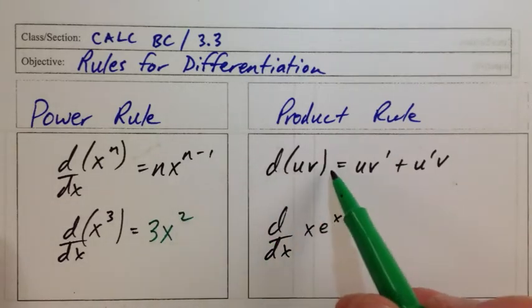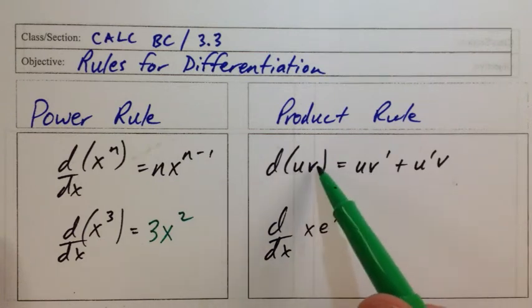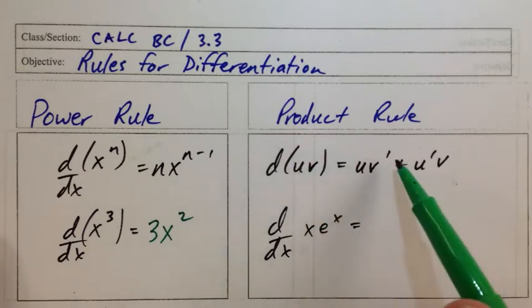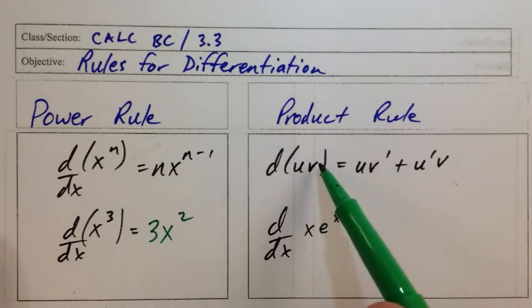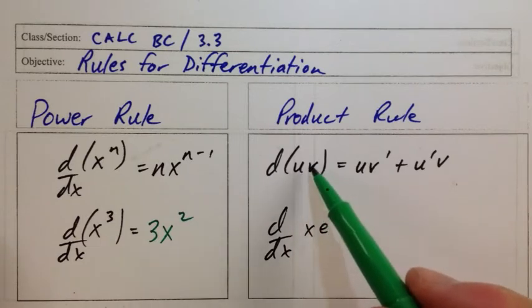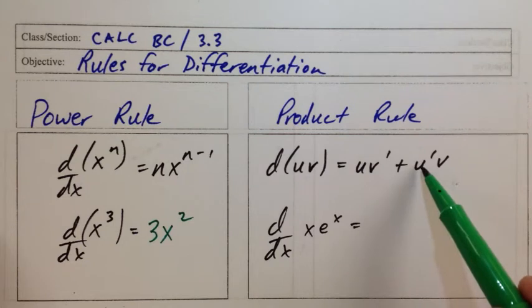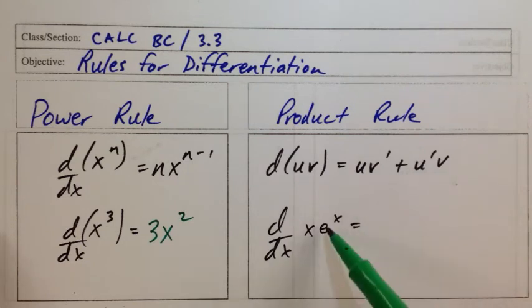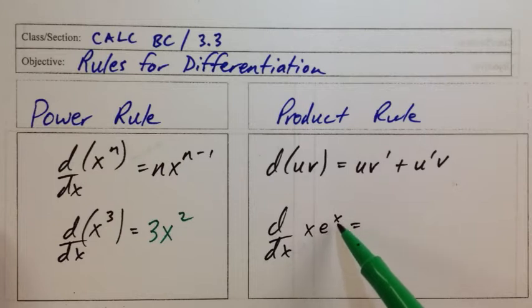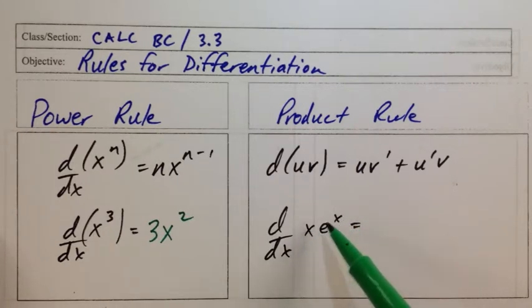The product rule says that the derivative of a product, uv, where u and v in these cases are functions of x, so they're not constants, they're functions, is the first times the derivative of the second plus the derivative of the first multiplied by the second. And I chose x and e to the x because the derivative of e to the x is the same as e to the x. And then the derivative of x is 1.